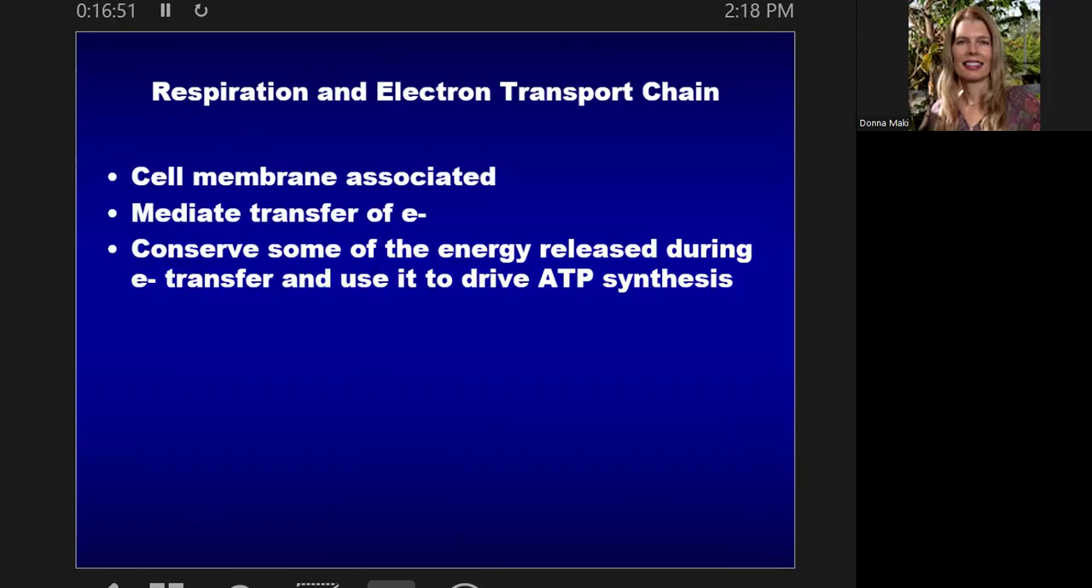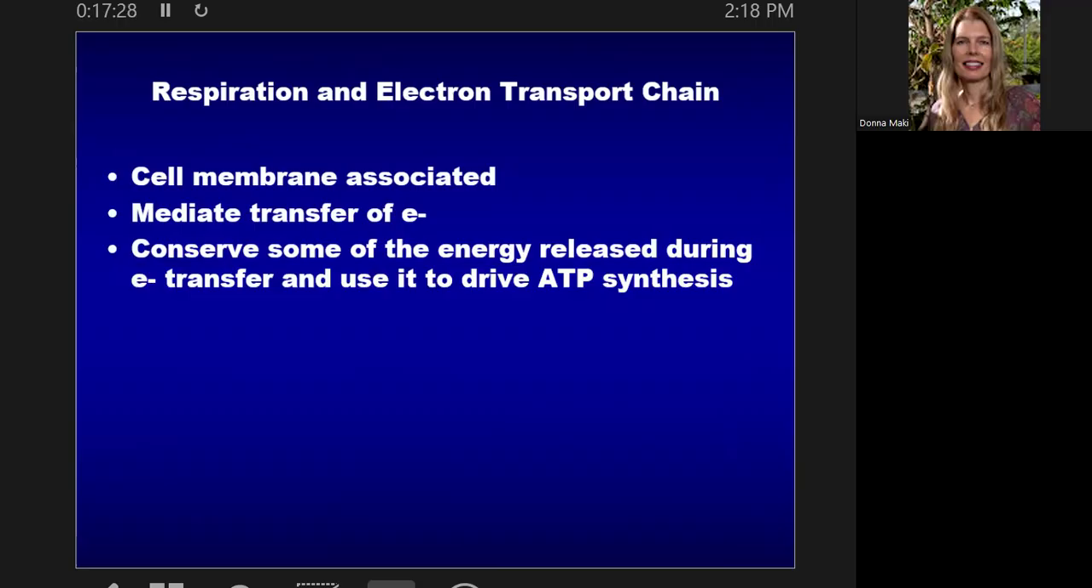there's a little bit of energy at key points left over or available to pump protons across the membrane. So a fancy way to say that is they conserve some of that energy released during the electron transfer and use it to drive ATP synthesis. So hidden in that little phrase is the idea that in key steps of the electron transport chain, there's a little bit of free energy available to pump protons across the membrane. That sets up your proton gradient, which then is going to allow them to make some ATP.